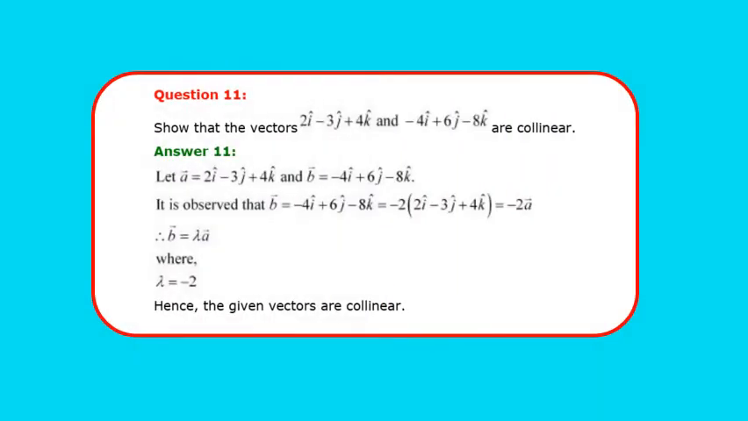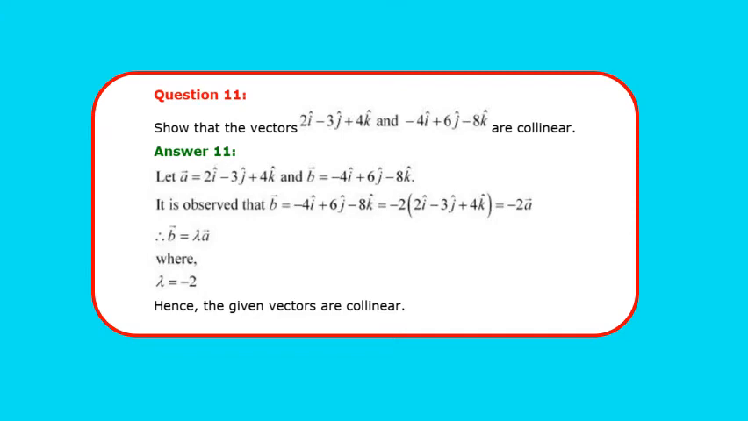Next we have question 11. Show that the vectors 2i minus 3j plus 4k and minus 4i plus 6j minus 8k are collinear. So let the vectors be denoted by a is equal to 2i minus 3j plus 4k and vector b is equal to minus 4i plus 6j minus 8k. So we can simply write the vector b as minus 4i plus 6j minus 8k, taking minus 2 common, equals minus 2 into 2i minus 3j plus 4k. So vector b will become minus 2 times vector a, that is b is some scalar multiple of a where lambda is equal to minus 2. Hence the given vectors are collinear.